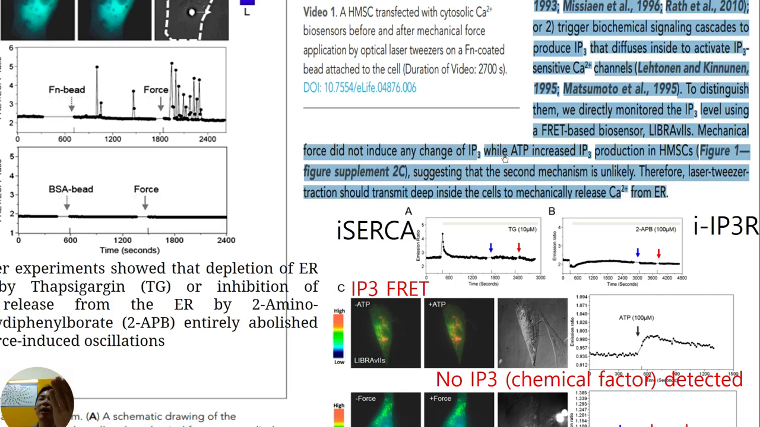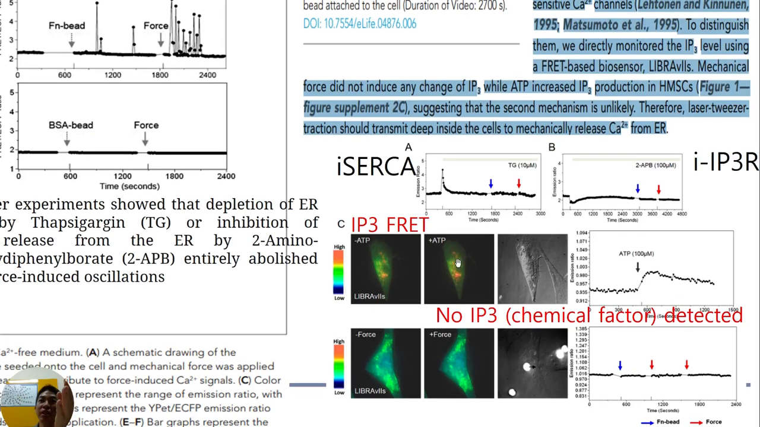Why? As a positive control, ATP increased IP3 production in human MSC, suggesting that the second mechanism is unlikely. So that is why we can say that the optical tweezer traction should transmit deep inside the cell to mechanically release calcium from the ER. Here, this is the IP3 FRET, not calcium, the IP3 biochemical sensor. Without ATP, not much change. ATP was added as a positive control, and they start to show some little blue, red color, you can see a little bit. But when you apply force using the fibronectin bead, no change.